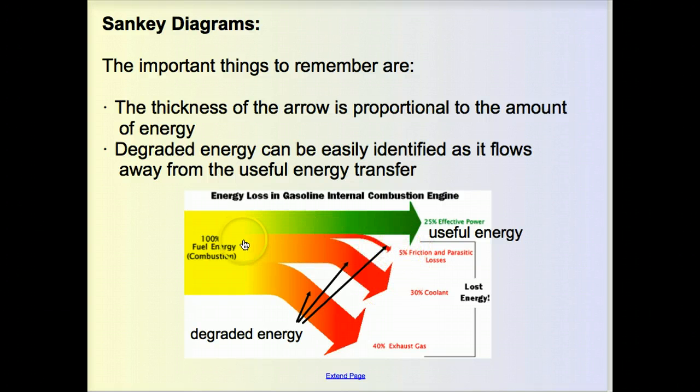But in general, the width of the arrow represents the amount of energy flowing in that direction or through that part of the system. And degraded energy flows downwards, let's say. So the useful energy is represented horizontally. So that's a Sankey diagram.